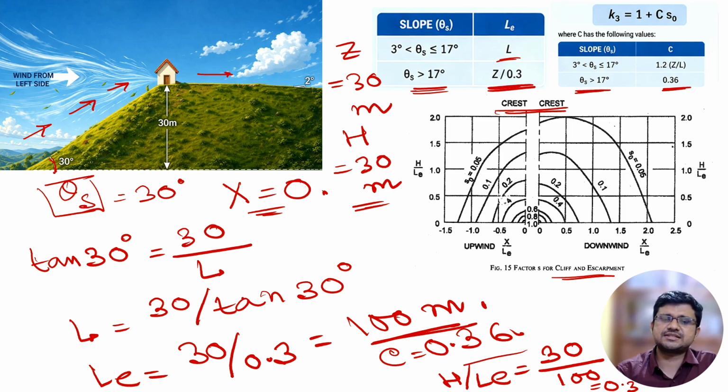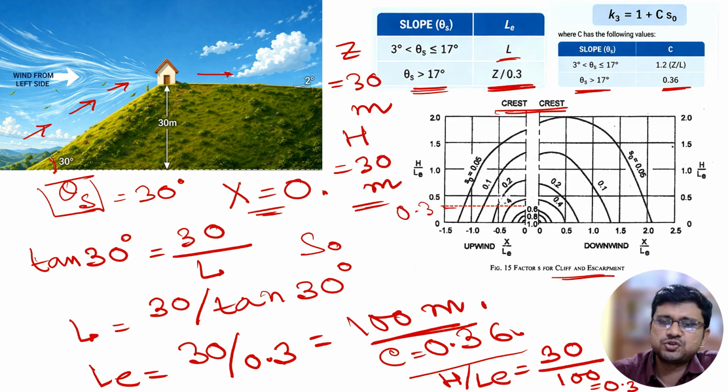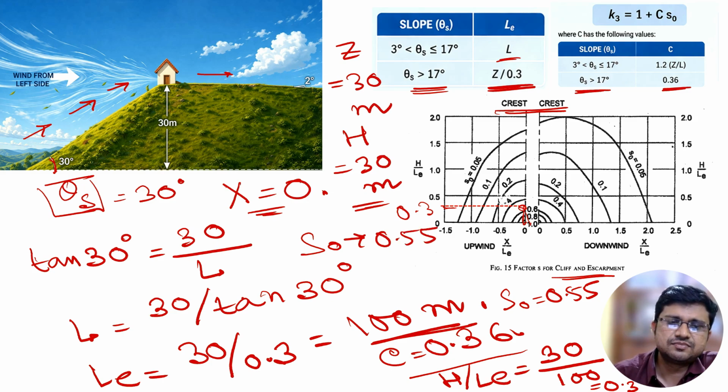So H by LE is 0.3, and C is 0.36. We have to calculate the value of S0 if we want to know the value of K3. So how much will be S0? Here you can see that for this line, H by LE is 0.3, and X is 0, so this line. Our value of S0 will be close to 0.6, so it is 0.55. So S0 is 0.55 and C is 0.36. So what will be K3?